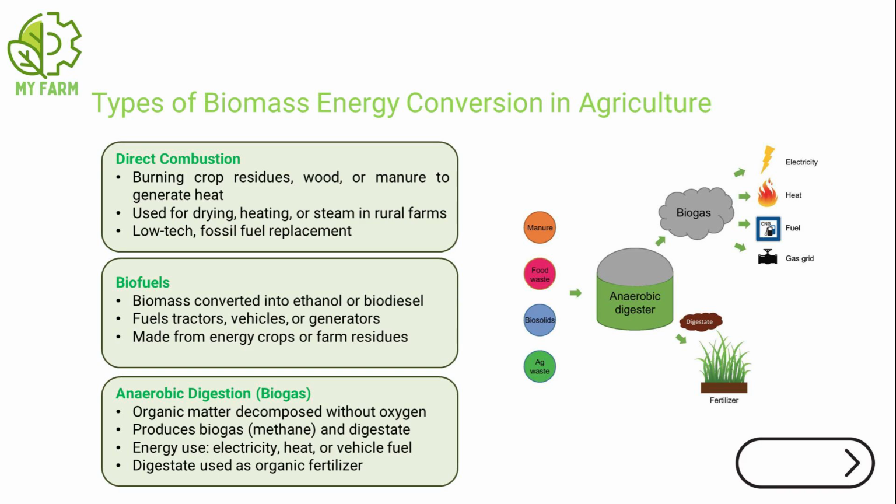Environmentally, the benefits are profound. These systems reduce methane emissions from manure, prevent the open field burning of crop residues, and enrich soil health through the use of digestate and biochar. Over time, this leads to healthier soils, greater biodiversity, and a measurable reduction in the farm's overall carbon footprint.